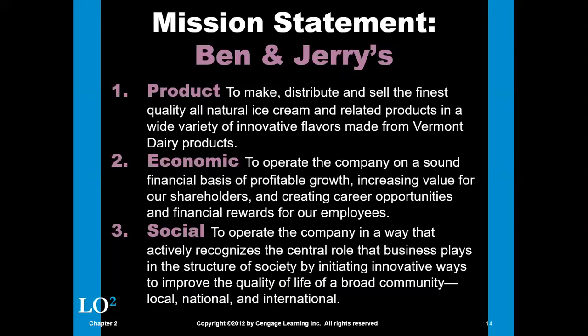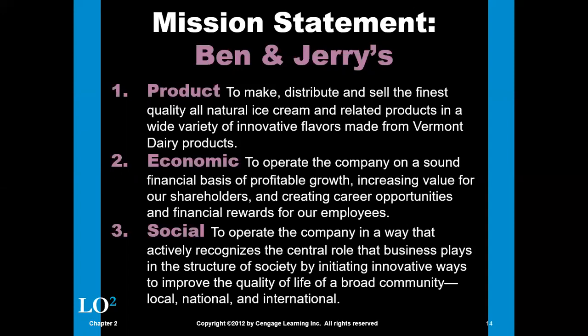So here is Ben and Jerry's, and you can look at the mission statement that basically has three different levels in it. Number one, the product level, then the economic level, and then the social level. If we look at the product level, Ben and Jerry's, which produces ice cream, says: to make, distribute, and sell the finest quality, all natural ice cream and related products in a wide variety of innovative flavors made from Vermont dairy products. So Vermont Dairy Products is basically the mother company which is owning Ben and Jerry's ice cream.